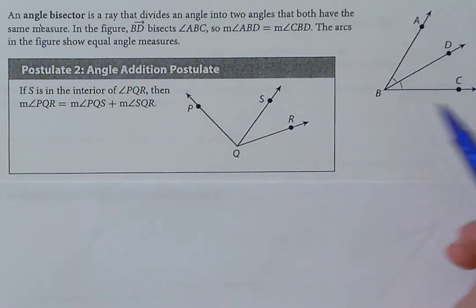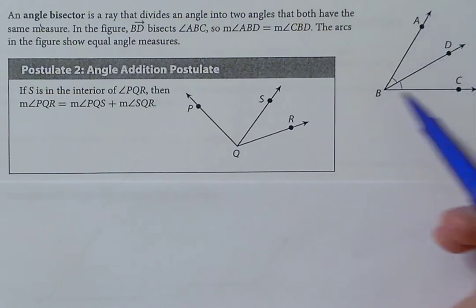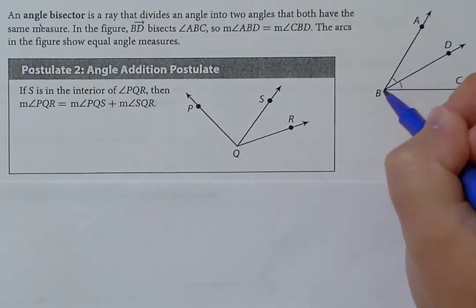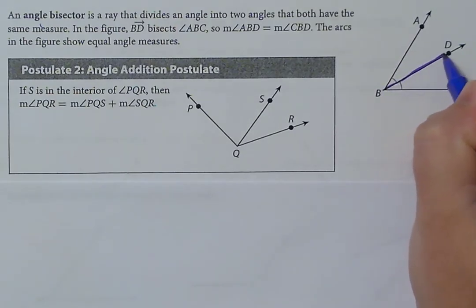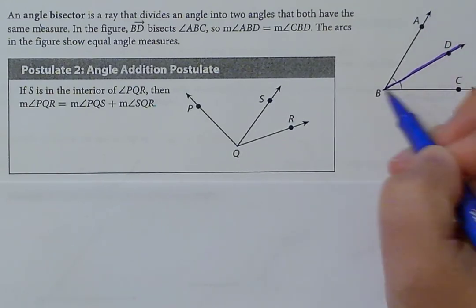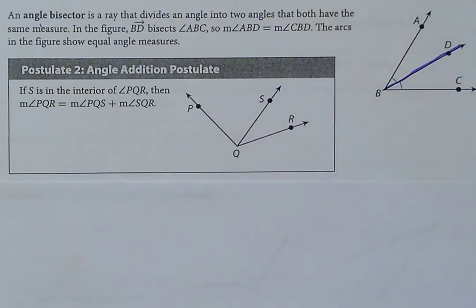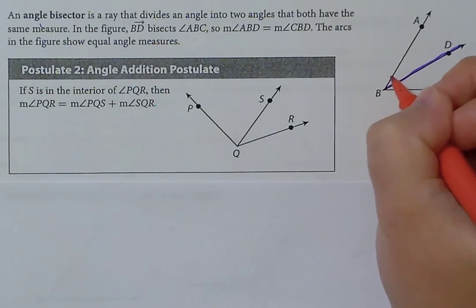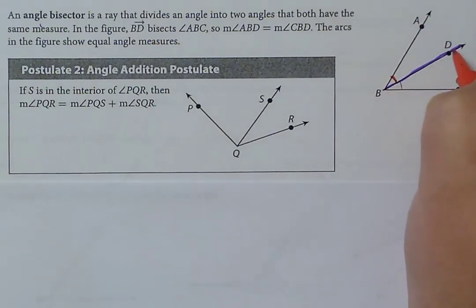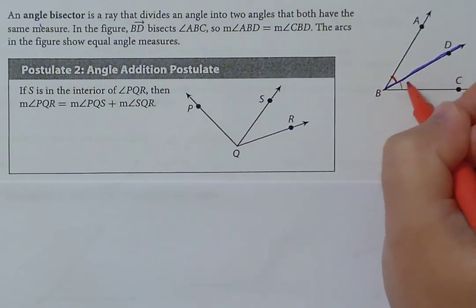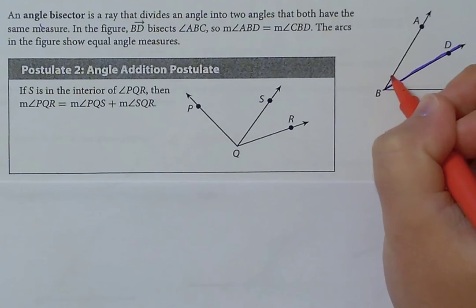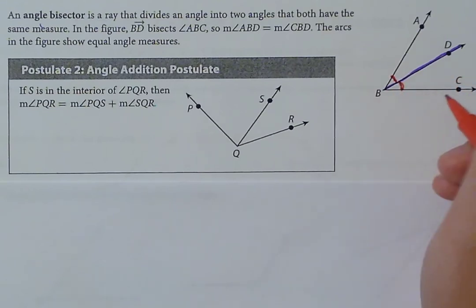So in this figure right here, angle ABC was the original angle, and the ray BD is the bisector of this angle. So it cut angle ABC in half. Now, because it cuts it in half, I know that angle ABD, so this angle right here, is the same measure as angle CBD. So these two angles are the same measure.